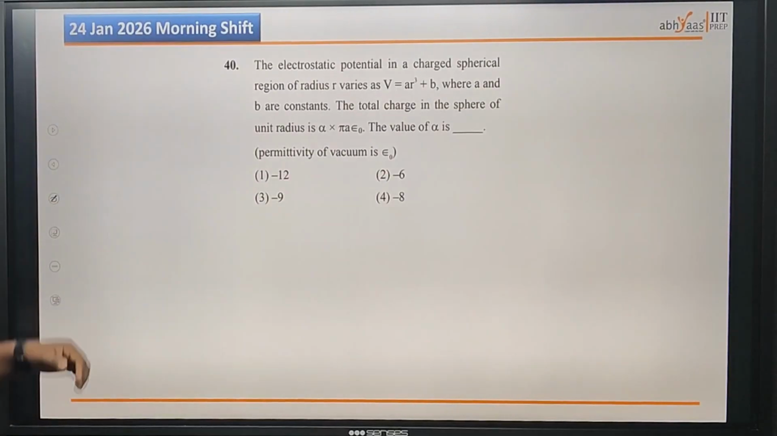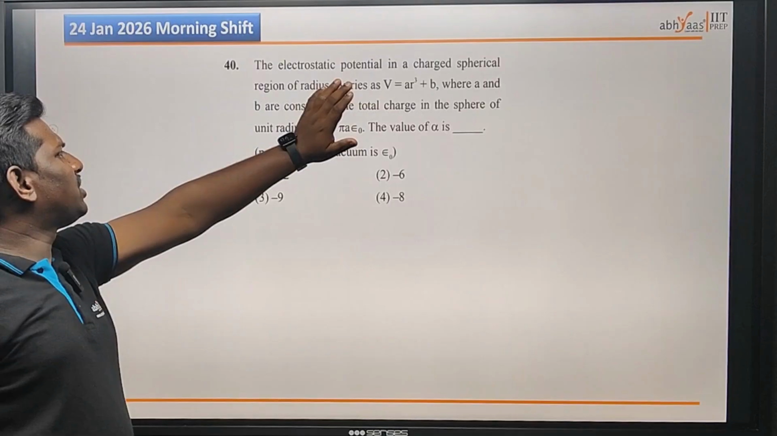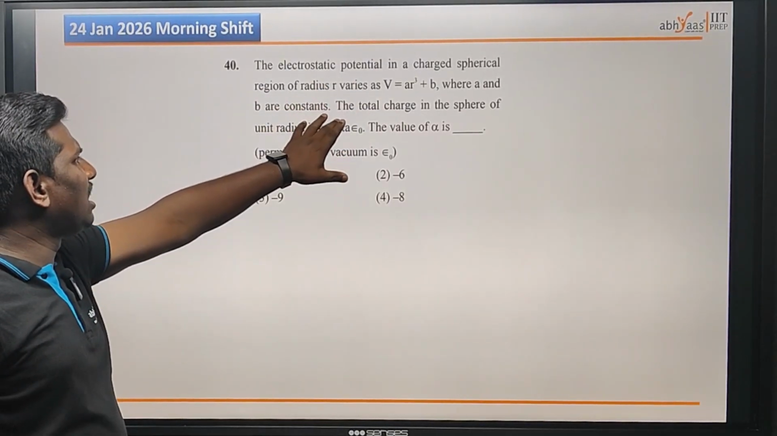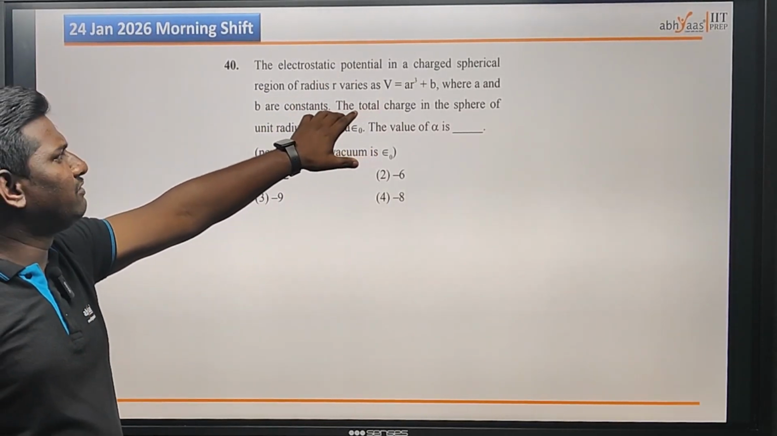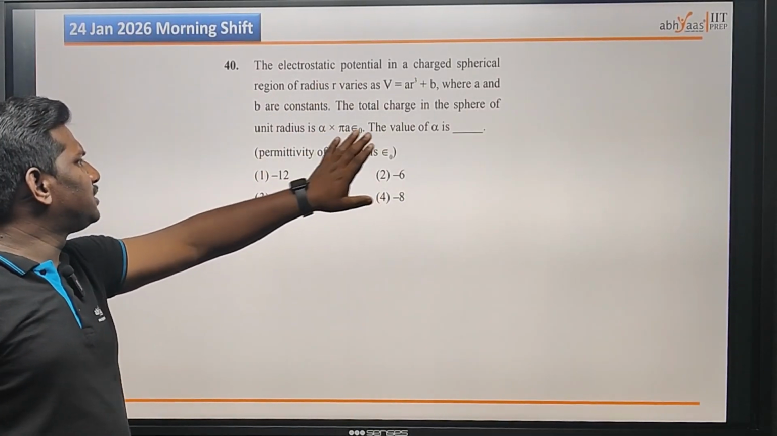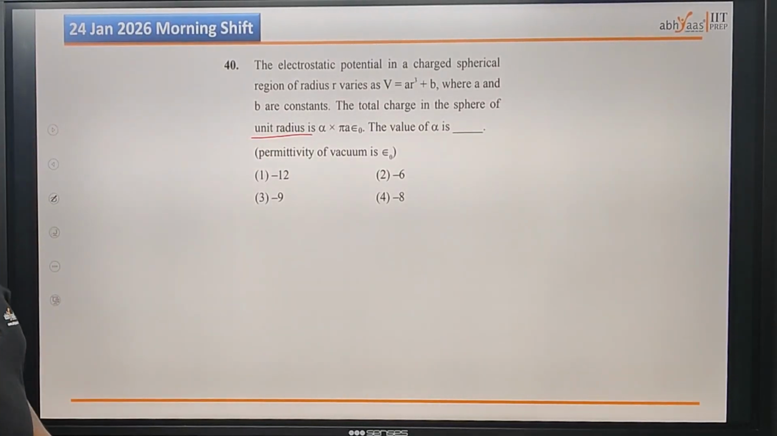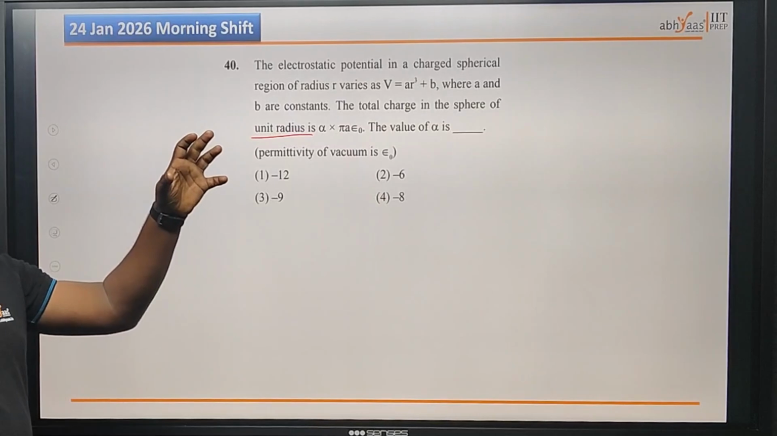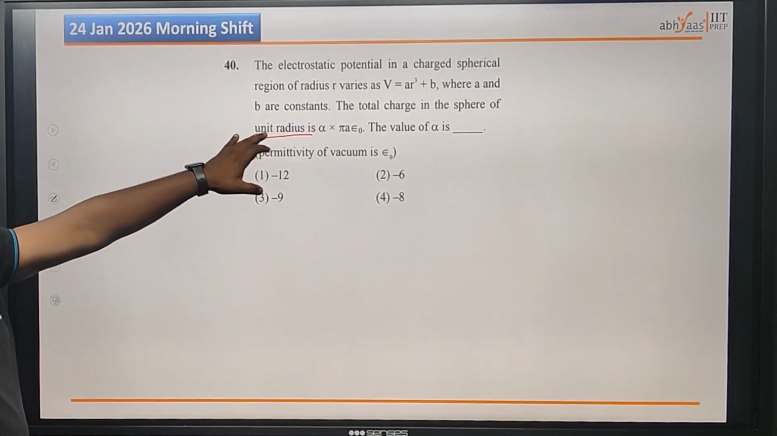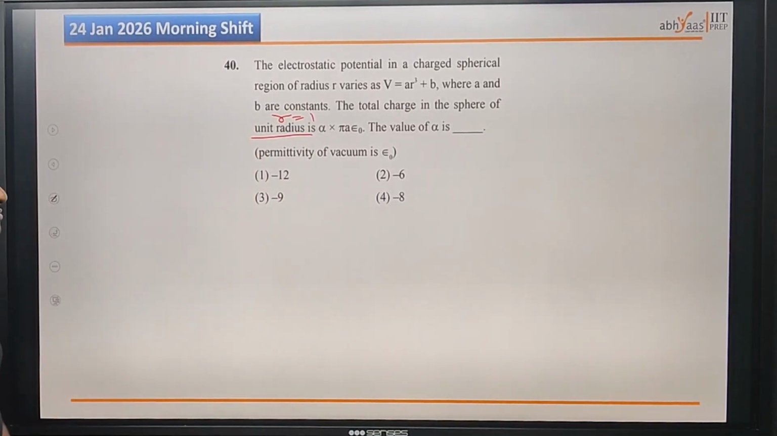Okay. Next question. Question number 40. The electrostatic potential in a charged sphere region of radius r varies as given. They have given the potential formula where A, B are constants. The total charge in a sphere of unit radius, this is very, very important. You have to find the charge of a sphere of unit radius. What is r here? Radius is nothing but 1.